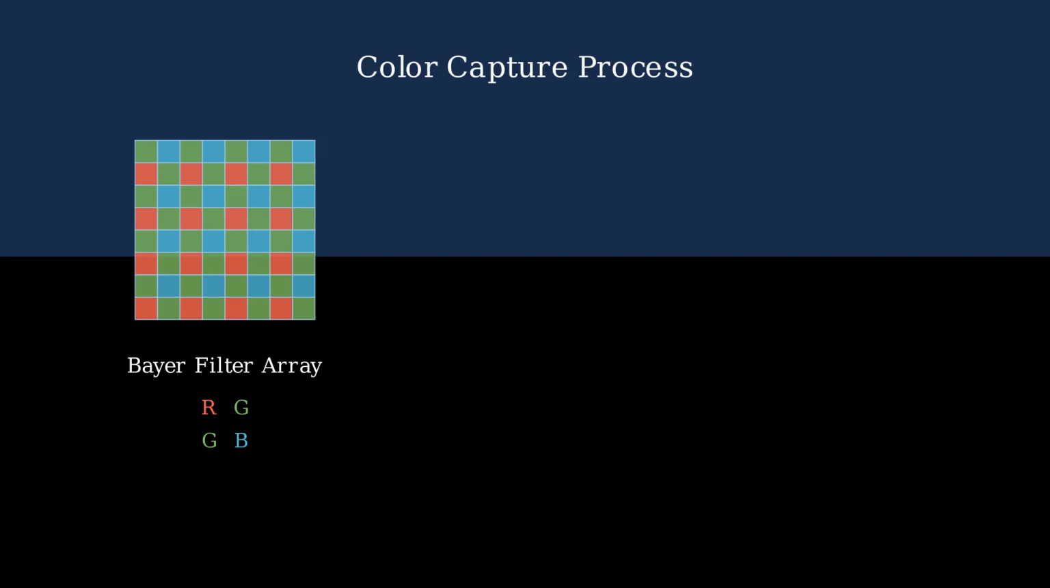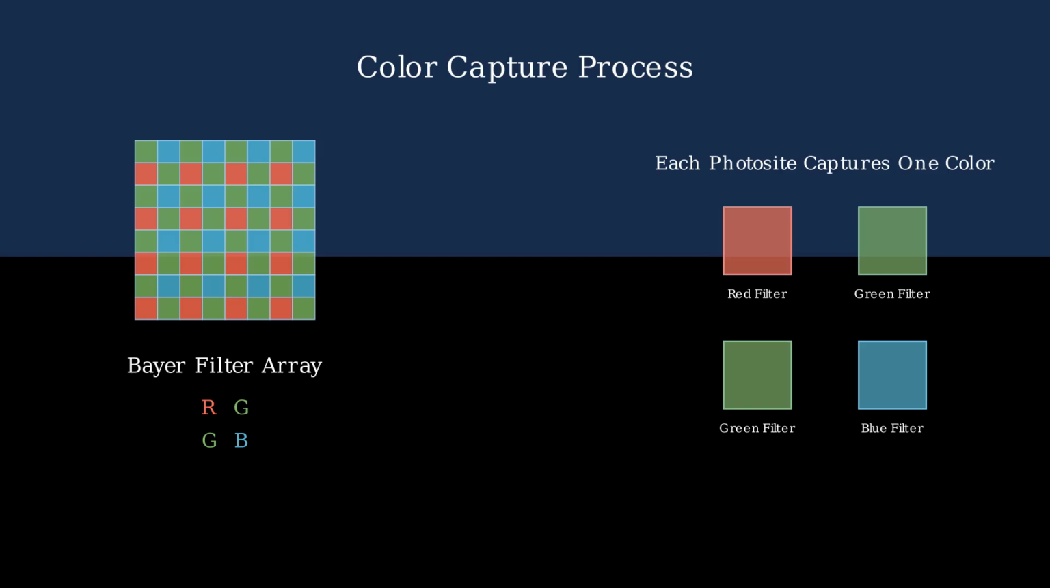The pattern has twice as many green filters as red or blue, because the human eye is more sensitive to green light. Each individual photosite on the sensor captures light through just one color filter. This means that each photosite only records one of the three primary colors, red, green, or blue. The other color information at that location is not captured directly.